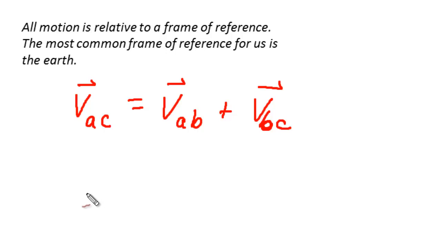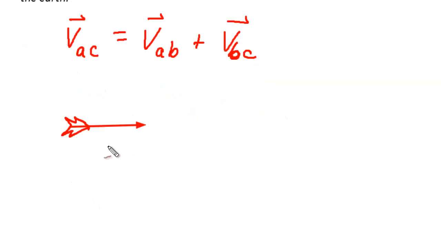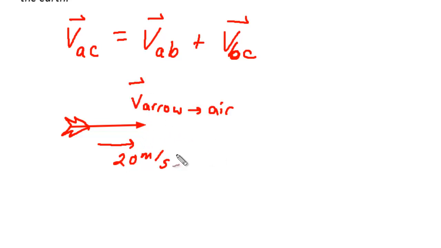So consider an arrow. We have an arrow going through the air, and let's say it's traveling at a speed of 20 meters per second relative to the air. So you fire the arrow, and if you're measuring it relative to the air, it would be going 20 meters per second. So that 20 meters per second is the velocity of the arrow relative to the air. But the air is also moving. Let's say the air has a wind blowing through it, and the wind is blowing in the same direction that the arrow is moving, at say 10 meters per second. And we measure that airspeed relative to the ground.